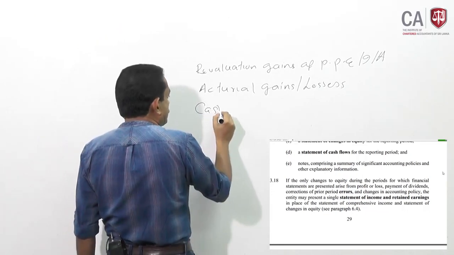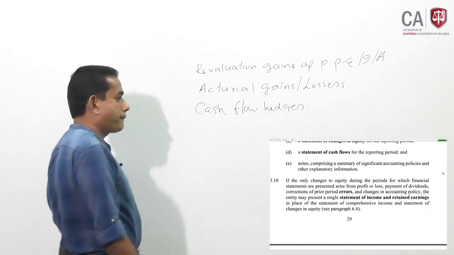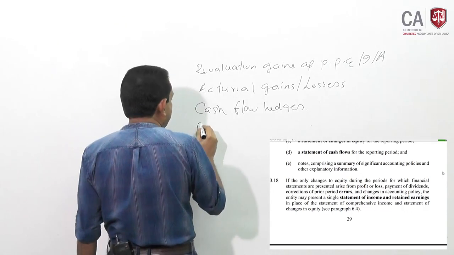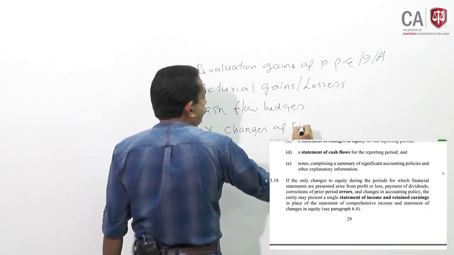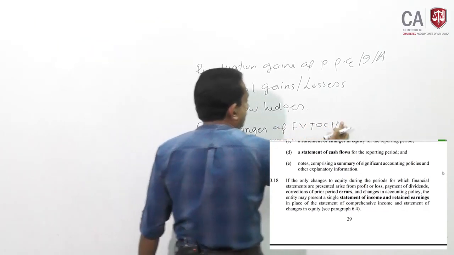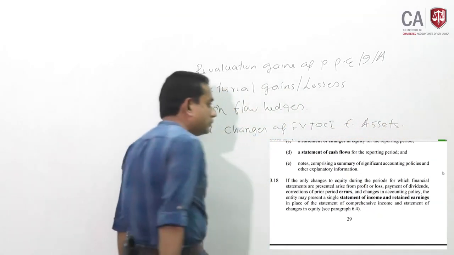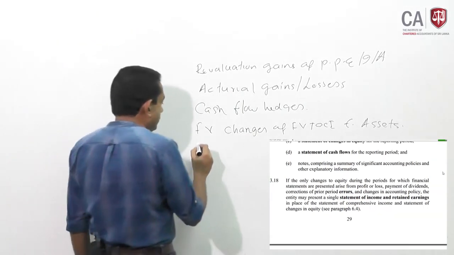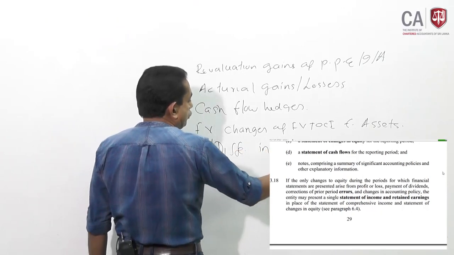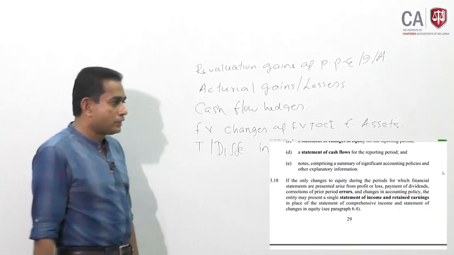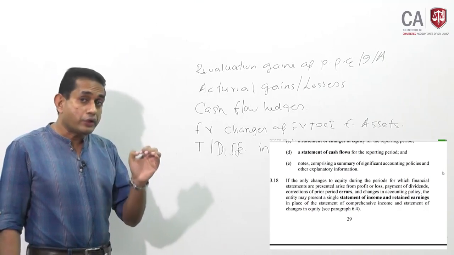Then cash flow hedges. Then you have fair value changes of fair value through OCI financial assets. Then you have translation differences arising in translating foreign operations into the presentation currency. So those are the 5 items that will come under other comprehensive income according to full SLFRS.